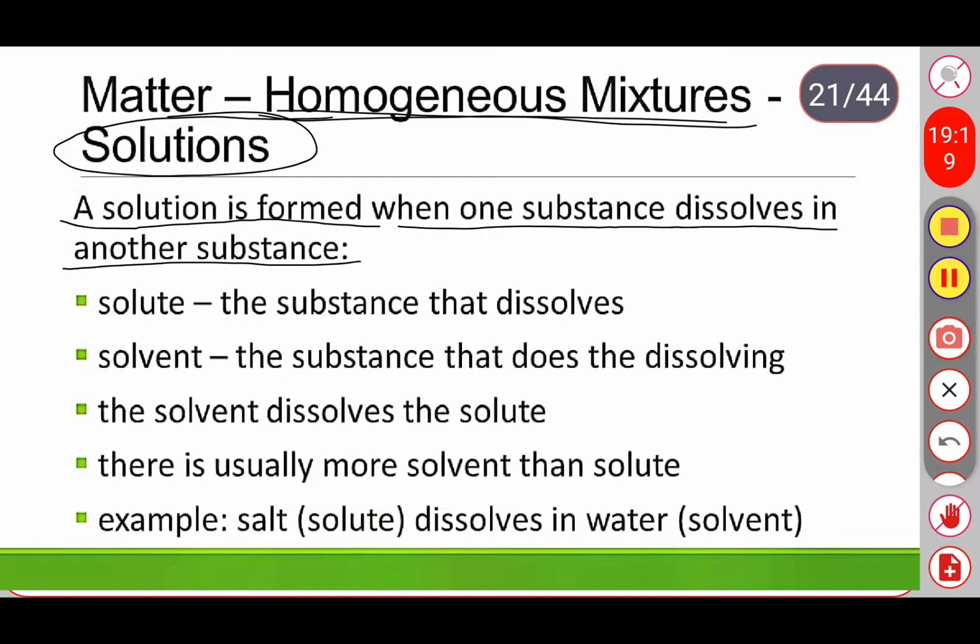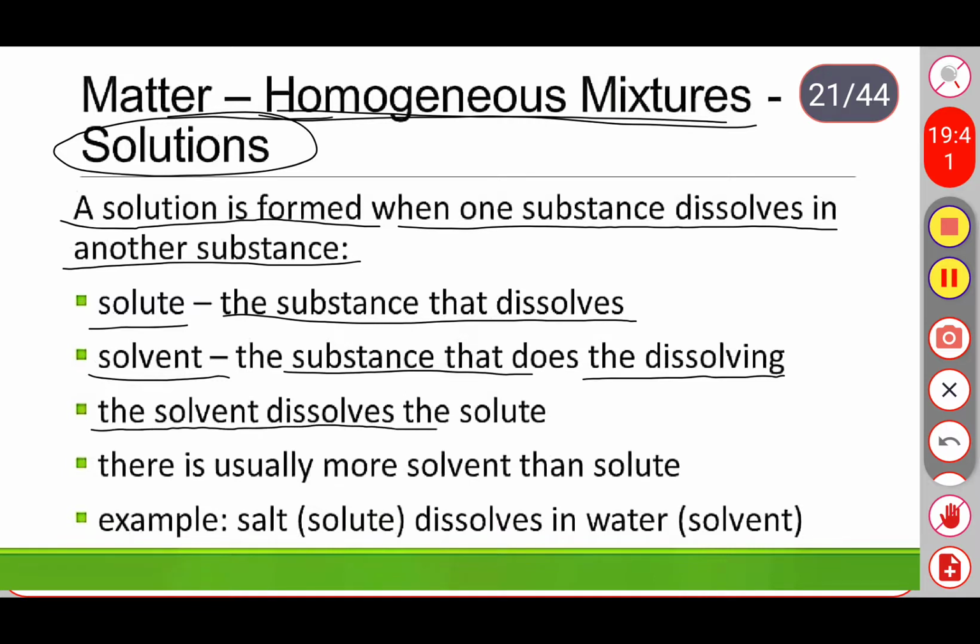What do you mean by solute? Solute is the substance that dissolves. The substance that we are dissolving is called a solute. Solvent means the substance that does the dissolving. The solvent dissolves the solute. There is usually more solvent than solute.